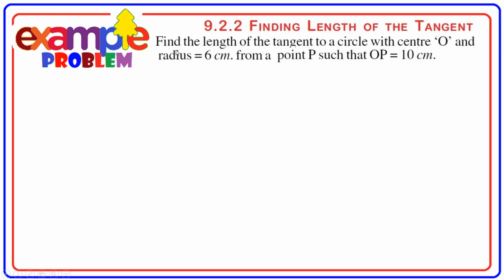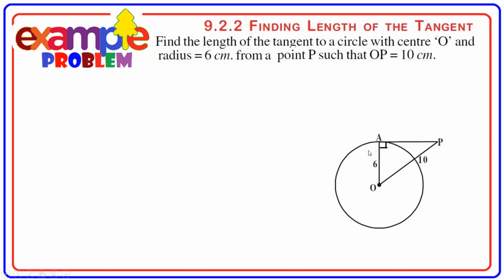First, we will solve the example problem. What is that? Finding the length of the tangent. Find the length of a tangent to a circle with center O and radius 6 centimeters from a point P such that OP is equal to 10 centimeters. This is the circle. This is center O and P is a point at a distance of 10 centimeters. That means OP is equal to 10 centimeters. OA is the radius, which is given as 6 centimeters.